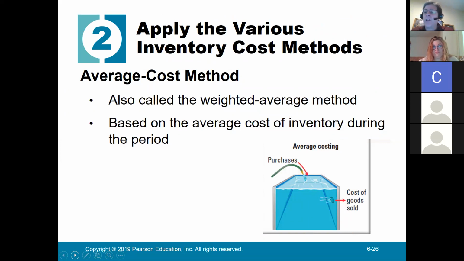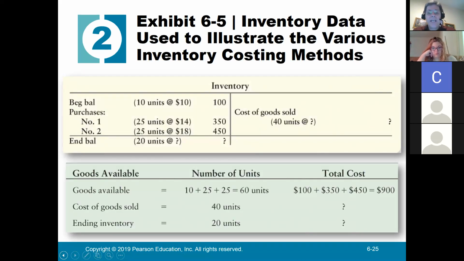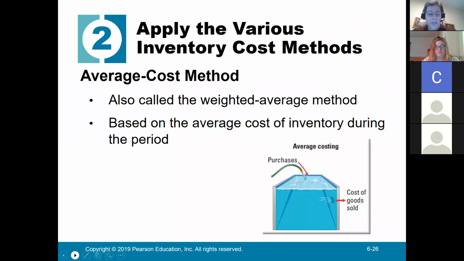What we're going to do is average them together and use that as our cost. So what we would expect is some number in between 10 and 18, right? Because if we're going to average these together, we're not going to end up with 10. We're not going to end up with 14. We're not going to end up with 18, right? We're going to end up with some weighted average. Now, that term weighted average is a little bit key in our calculation.